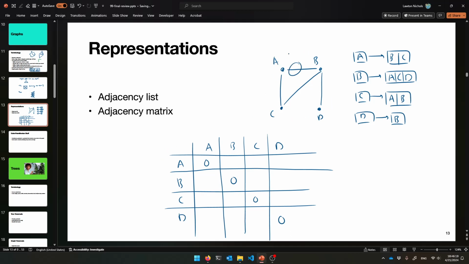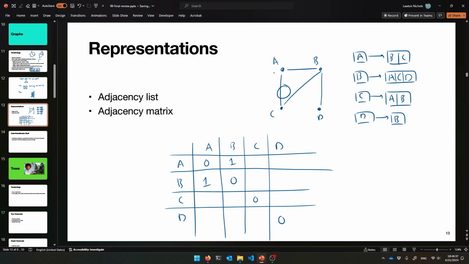Because if A is adjacent to B, I'm going to put a 1 there. That also means that B is adjacent to A in that direction. It's saying the same thing. So it's flipped along this axis as well. So B is also adjacent to A, so I'll put a 1 here. All right, so that was that one.